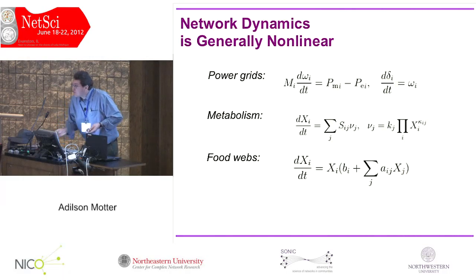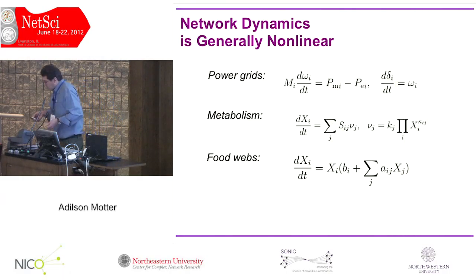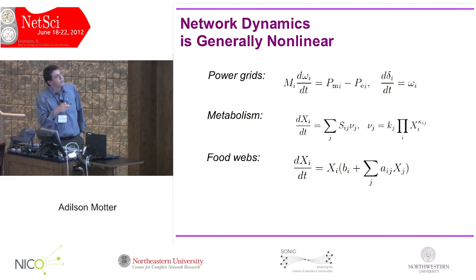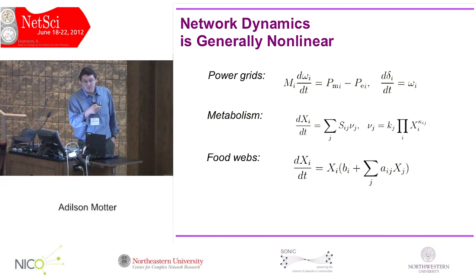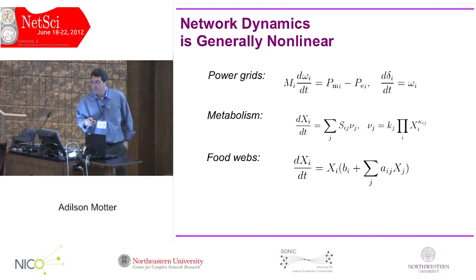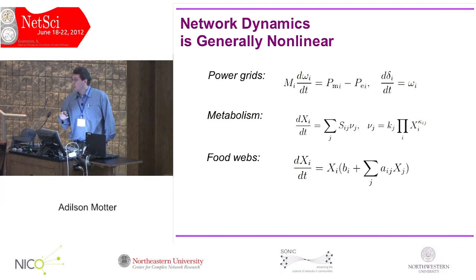One thing that's important about these systems is that they are not only dynamical, they are nonlinear. Take, for example, power grids. The dynamics of the generators is given by this equation, the so-called swing equation. Here you have the time variation of the frequency of the generator given by the difference between the mechanical power provided by the generator and the electrical power demanded by the network. And the electrical power depends nonlinearly on the angles of the other generators.